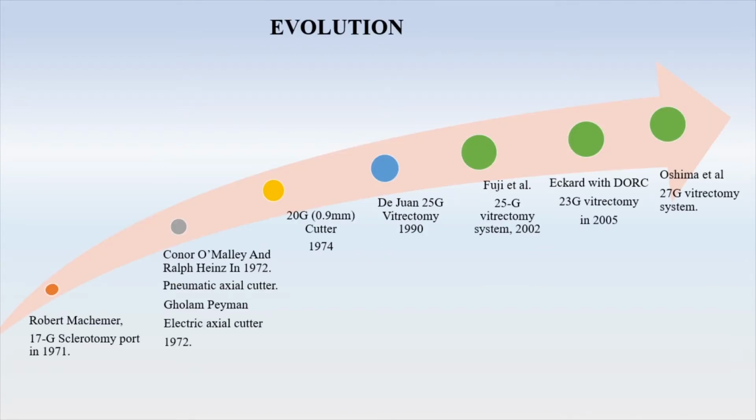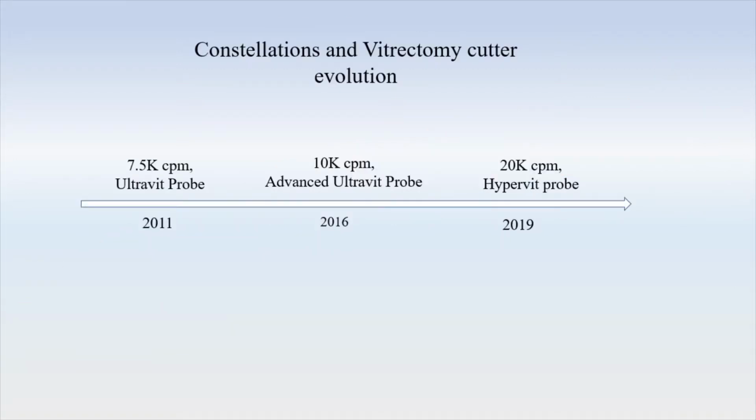So, with time, the vitrectomy system has evolved. It started with 17 gauge cutter, and now we have the opportunity to use 27 gauge cutter. So, not only the vitrectomy system has improved in terms of the width of the instrument, but also in other aspects like the cut rate, the fluidics, and others.